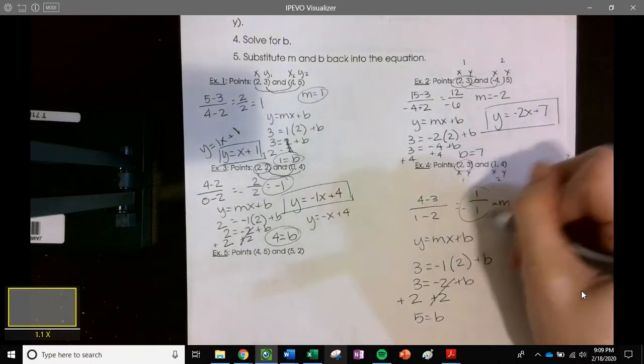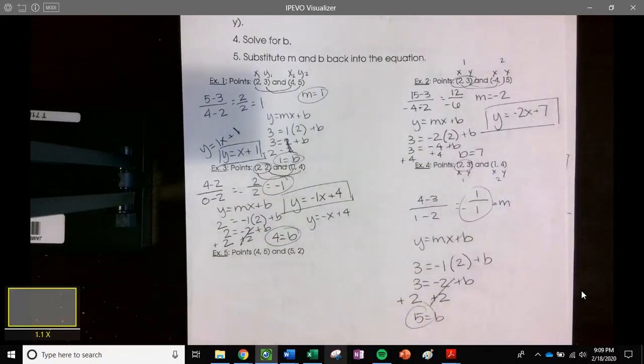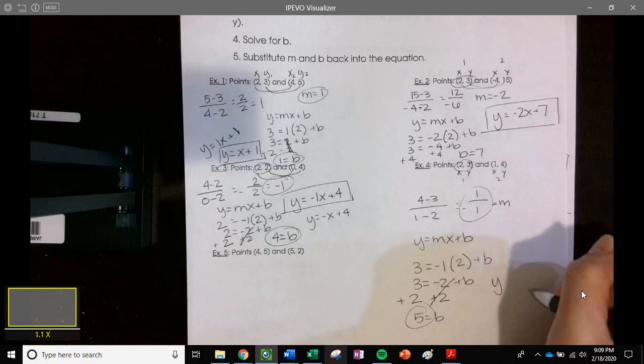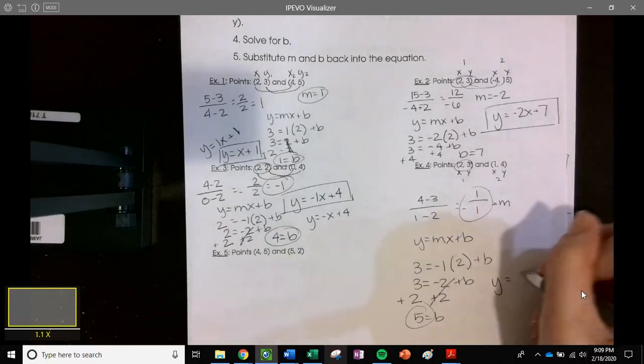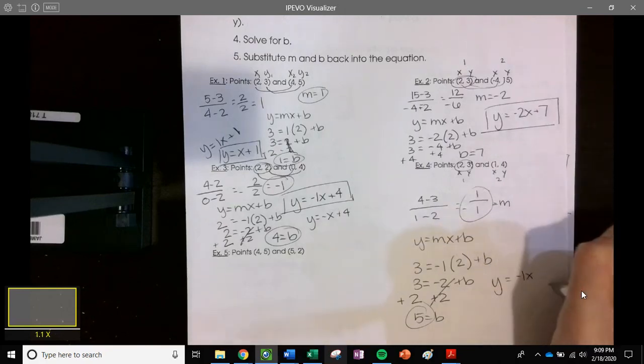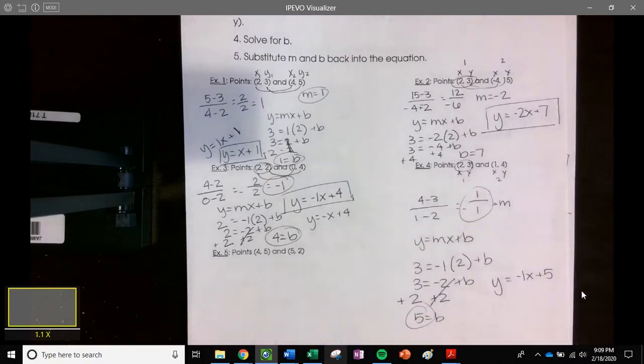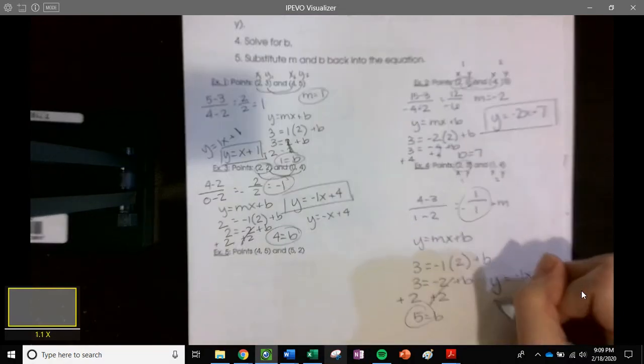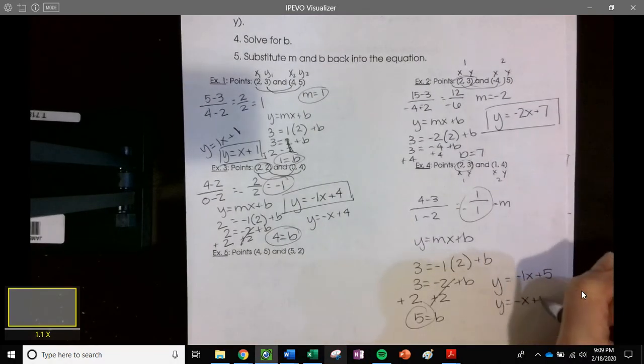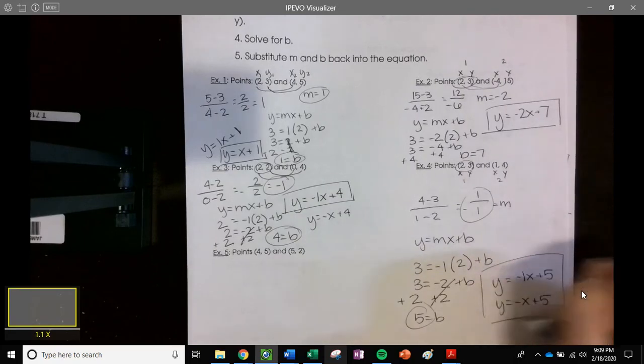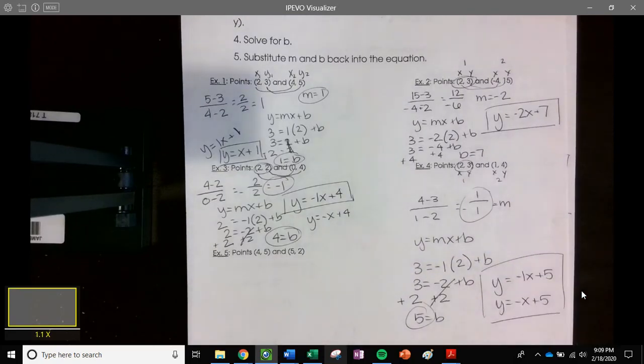So I have a negative 1 slope and a 5 y-intercept. Y stays as a variable. Negative 1 is my slope. X stays as a variable. And 5 is my y-intercept. Again, this could be y equals negative x plus 5. Either one of those works.